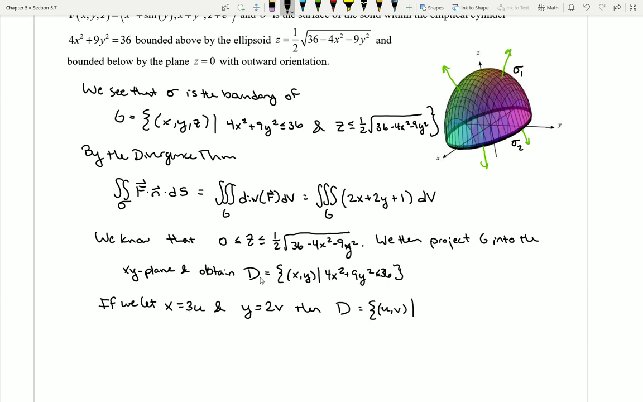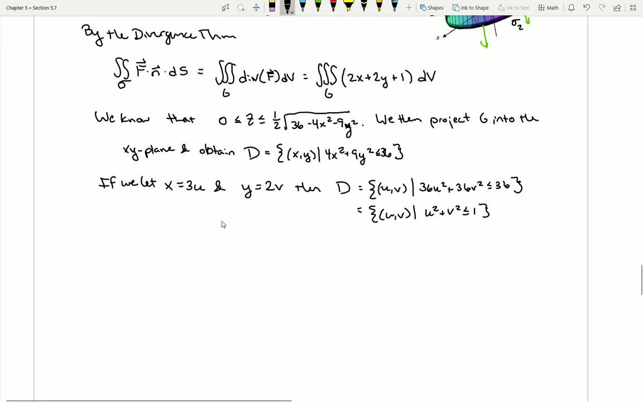Notice that I'd have a 3 squared, and then times a 4, I'd have 36u squared plus 36v squared less than or equal to 36, which is equivalent to saying that u's and v's now need to satisfy u squared plus v squared is less than or equal to 1. Ultimately, I'm setting up here a change of variables.